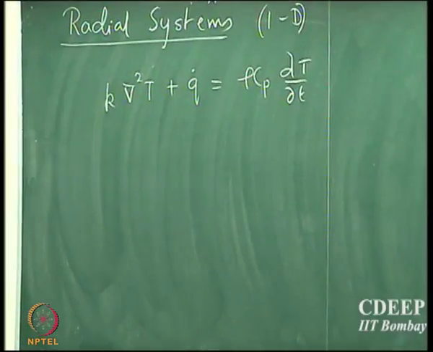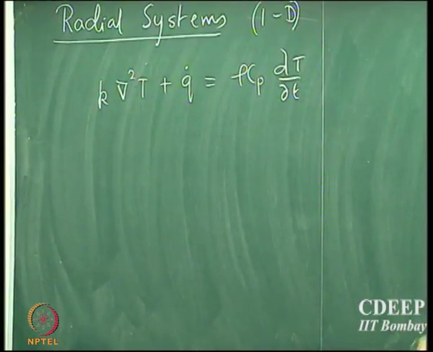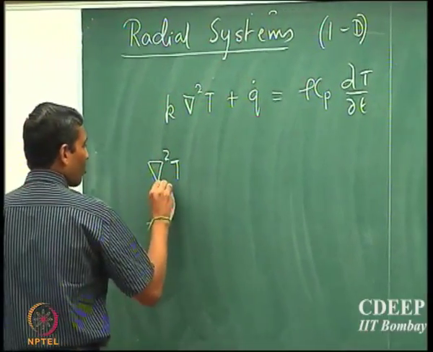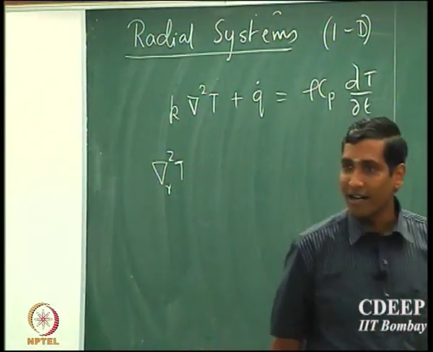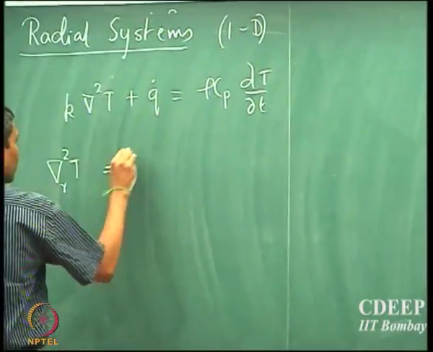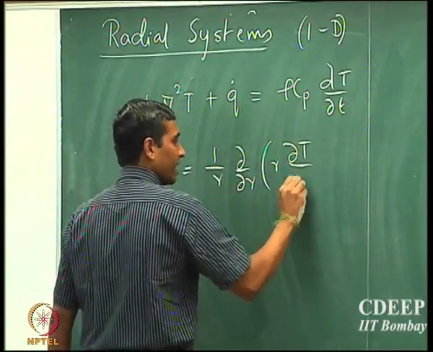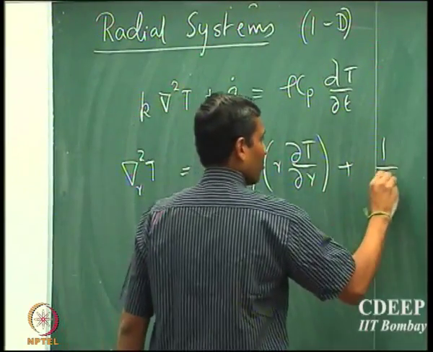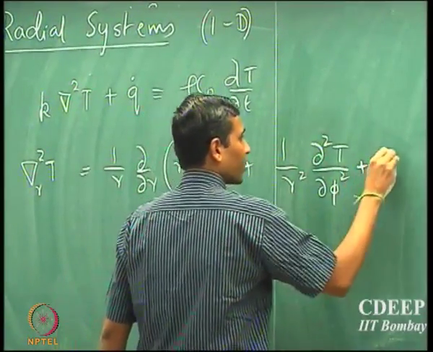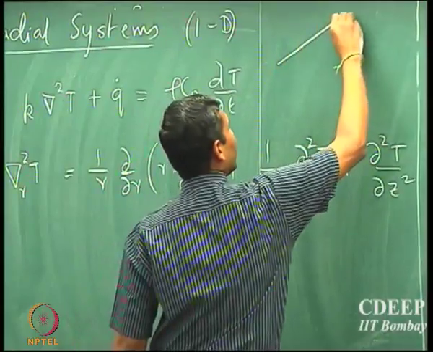So now we need to write the Laplacian in the radial coordinates, and that is not a difficult task to do, people have worked it out. So del square T in radial coordinates, when I use subscript r in the Laplacian, it means the radial coordinate system. So that will be 1 by r d by dr, r into dT by dr, plus 1 by r square d square T by d phi square, plus d square T by d z square. In a moment I will draw the coordinates.